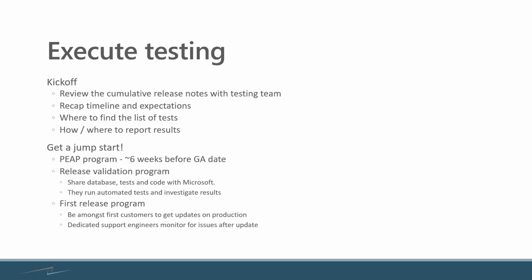When we execute testing, you'll start off with a kickoff. So if you're having, say, 2 updates per year, that's roughly 6 months between updates. And we want to do a kickoff before every test iteration, just to bring a reminder to the team: what's our timeline, what are our expectations. You can review the release notes with the testing team. Microsoft puts out release notes with every new version. And especially if you are skipping some of the updates, you might have 2 or 3 sets of release notes to review with the team.